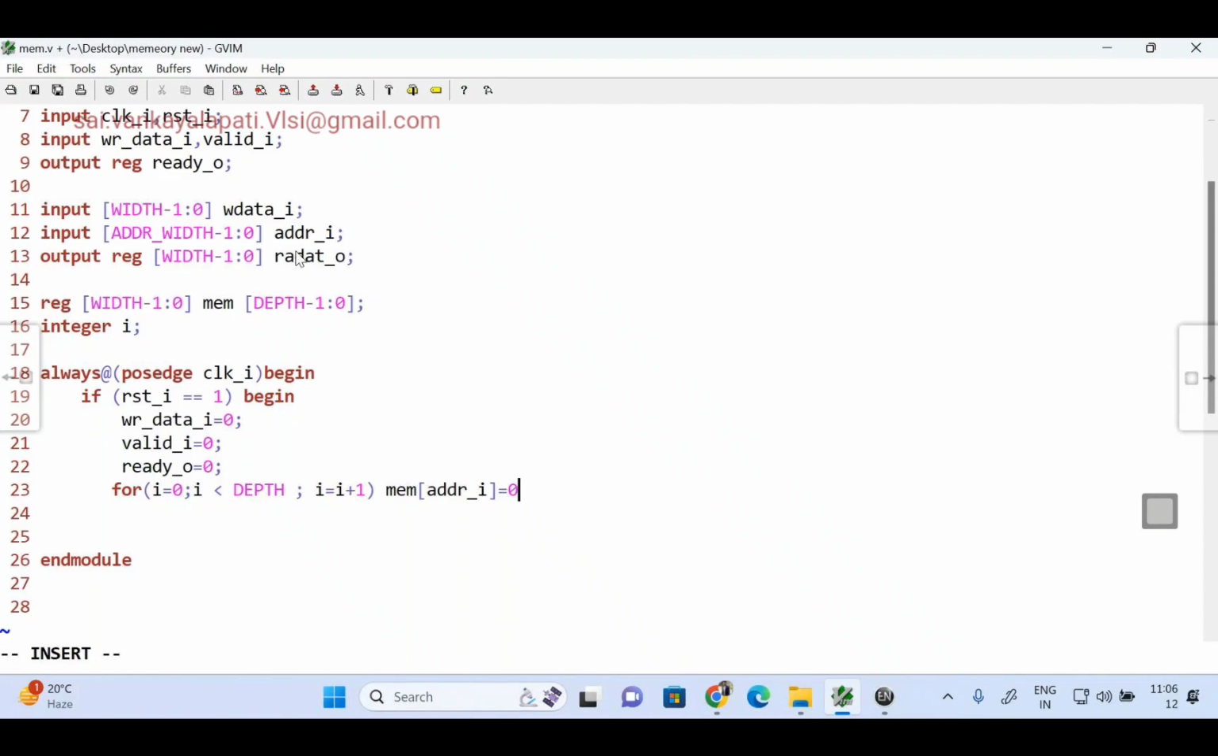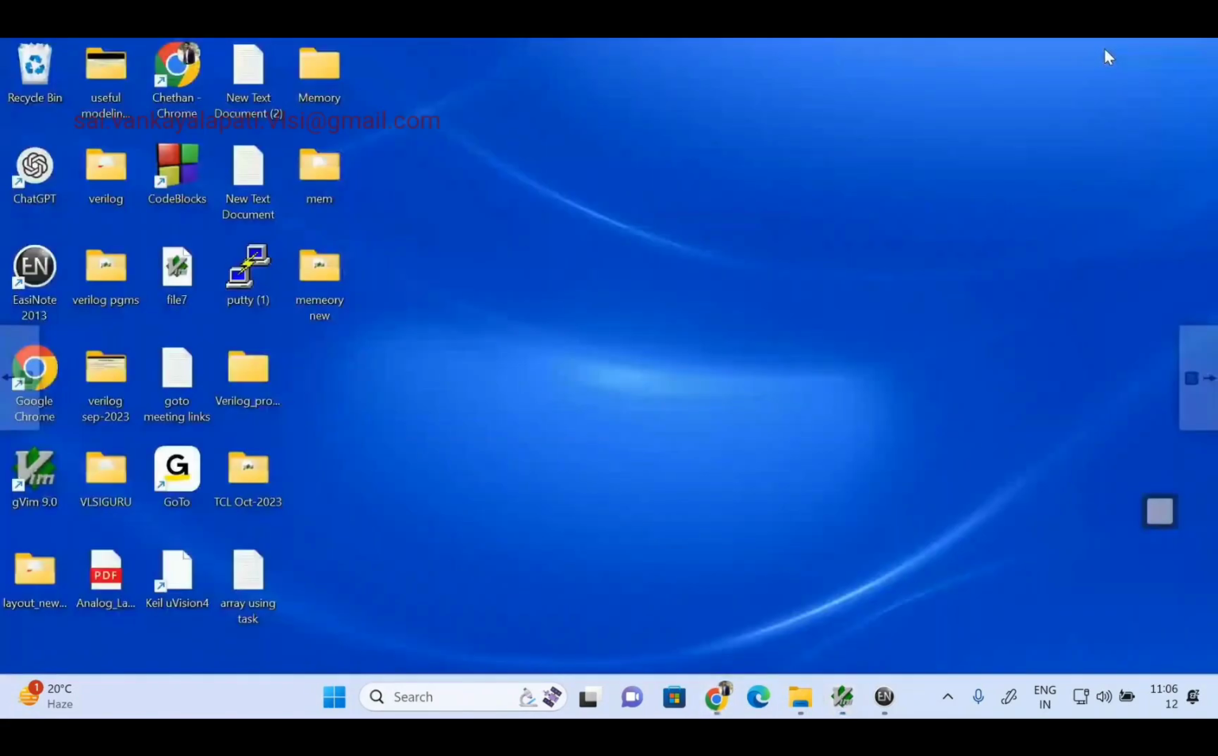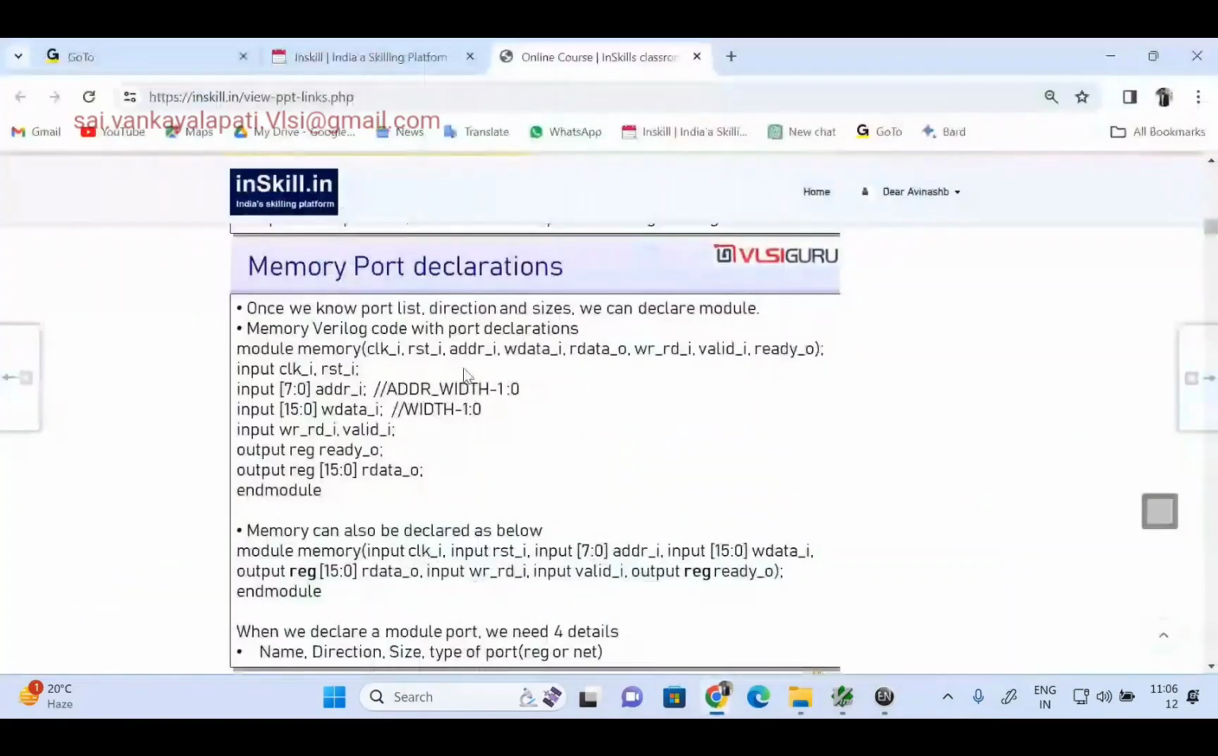You understand? So you can see this is the one. First we are declaring all this: clock, reset. Address is how many bits here? The address we are taking here is 8 bit and write data is 16 bit. Read data is 1 bit, ready is output, and this is also 16 bits here. In this example the width is 16 bit, and our address bit is 8.